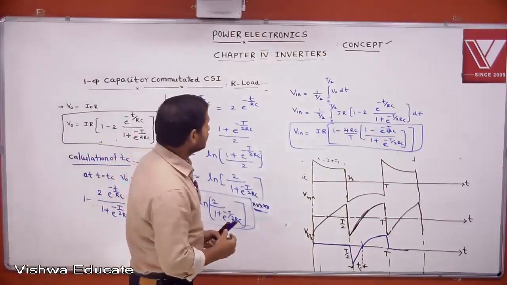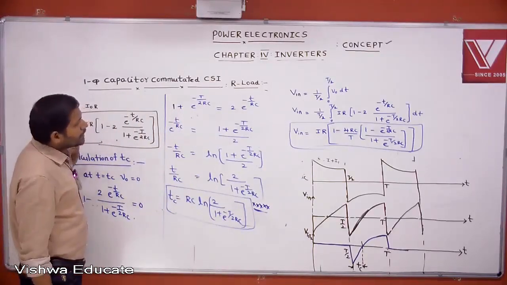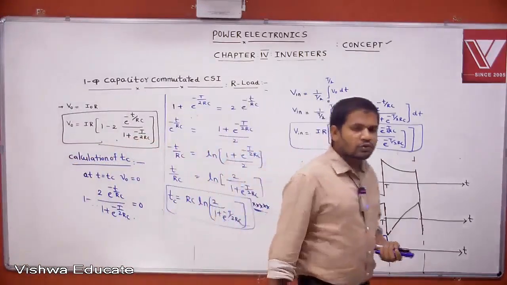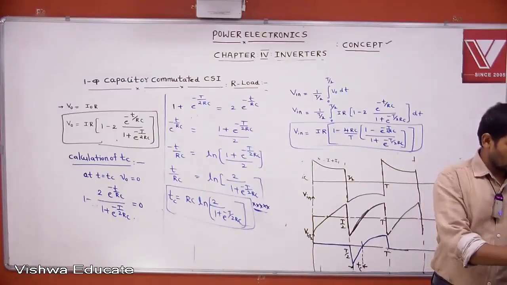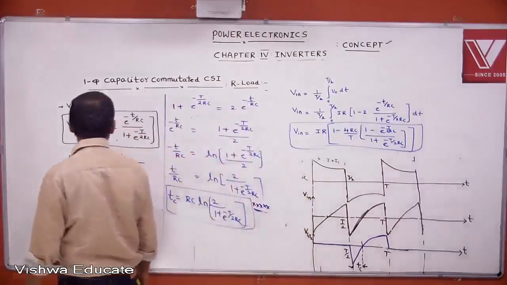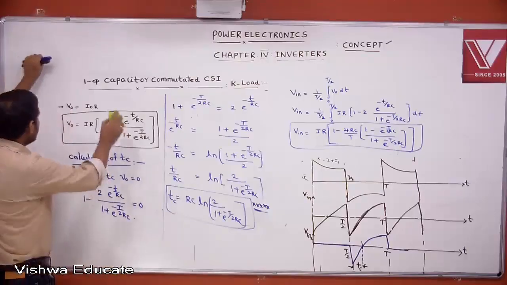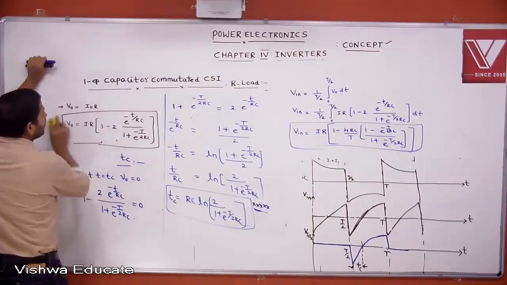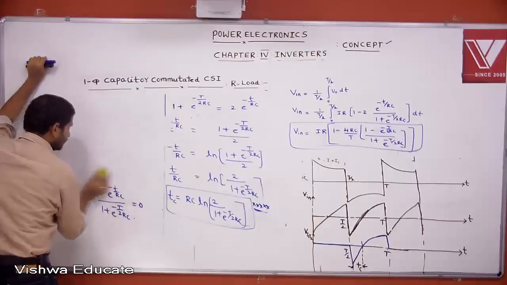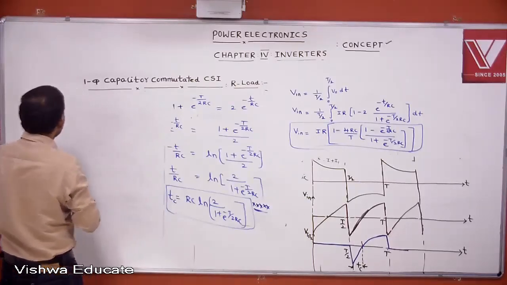This was about the input voltage and output voltage expressions of the forced commutated current source inverter. This final summary I want to give here, some summary formulas.